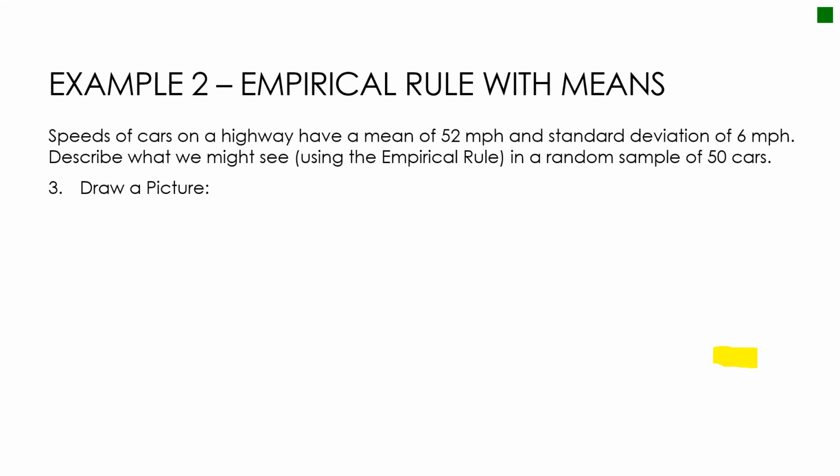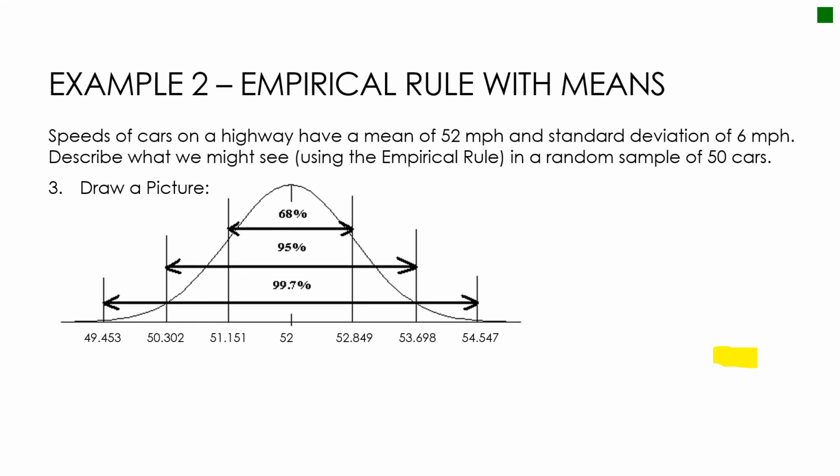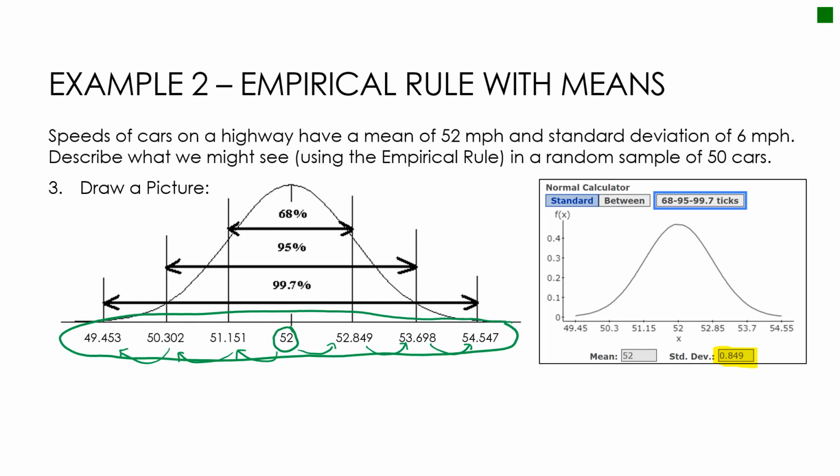So now what do I do? Now I'm actually going to draw the picture. So typically, if you have a question like this, you will just be filling in the blanks for these values down here. But again, where did those values come from? I started with 52 in the middle. I used that 0.849 to add, add, add, subtract, subtract, subtract. And if you watched the previous video on the reminder of the normal model, I showed you how to do that in StatCrunch using a mean of 52 and a standard deviation of 0.849 and clicking on this button.